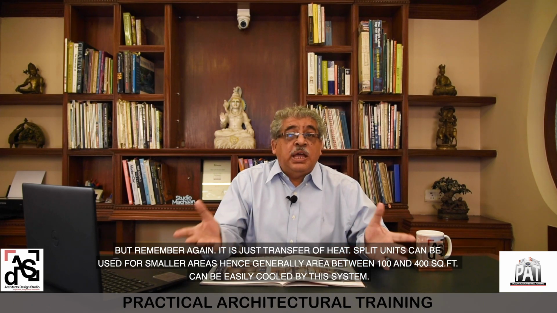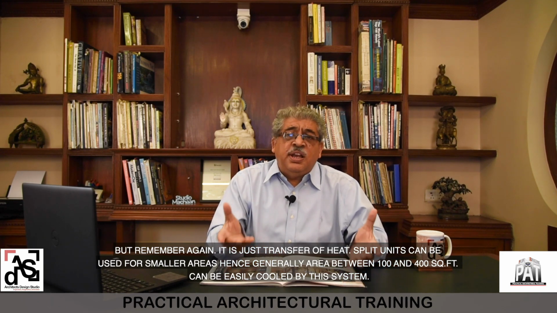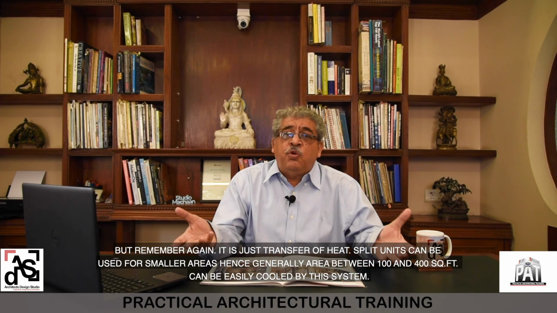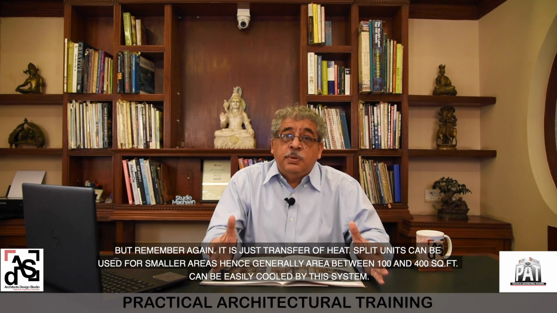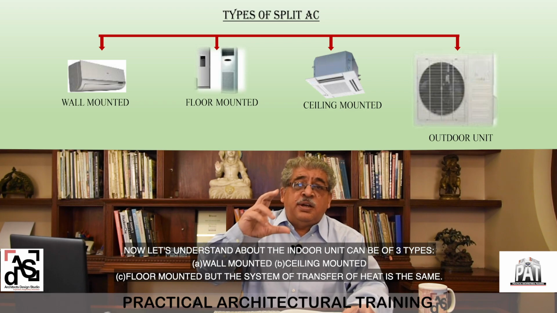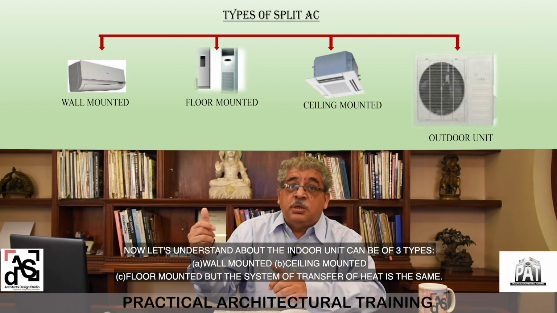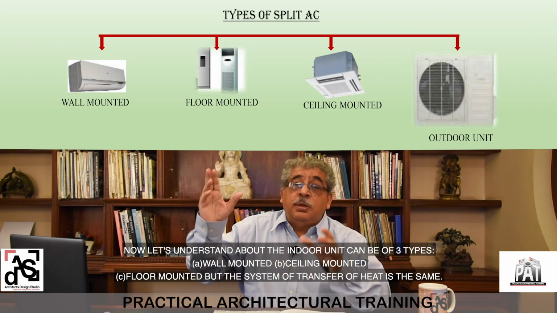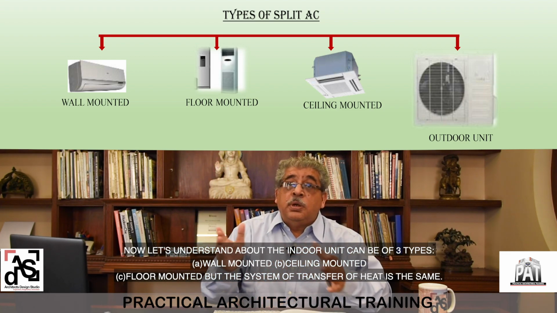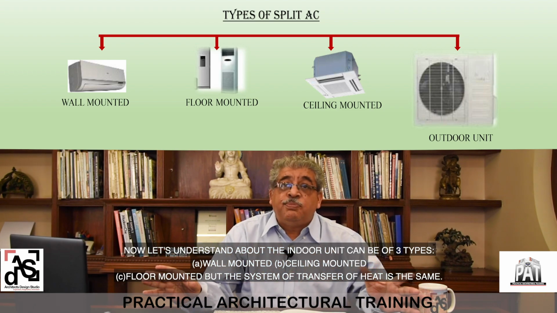Split units can be used for smaller areas. Hence, generally an area between 100 and 400 square feet can be easily cooled by this system. Now let's understand about the indoor units. The indoor units can be of three types. First, a wall mounted unit. Second, a ceiling mounted unit. Third, a floor mounted unit. But the system of transfer of heat is the same in all cases.